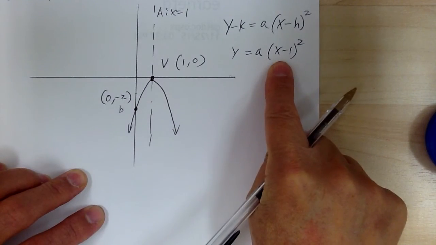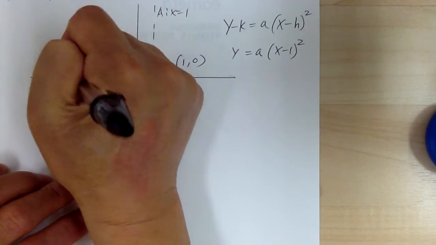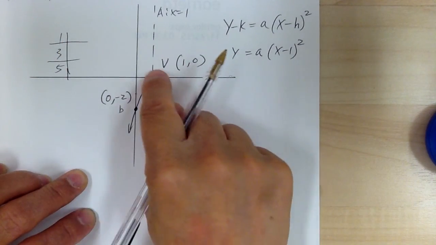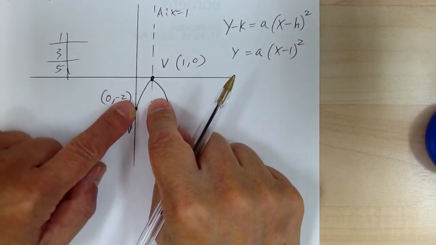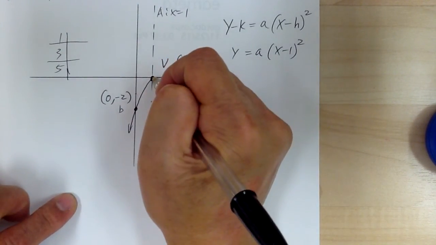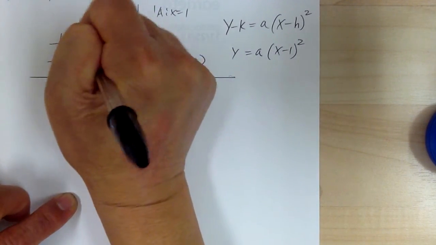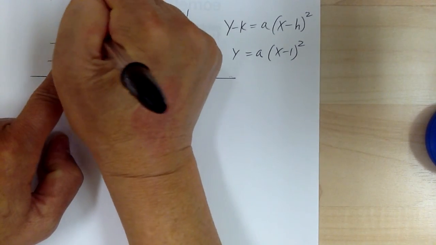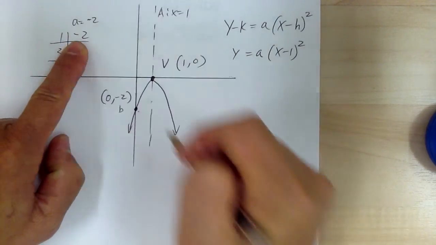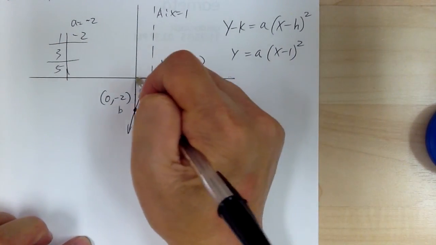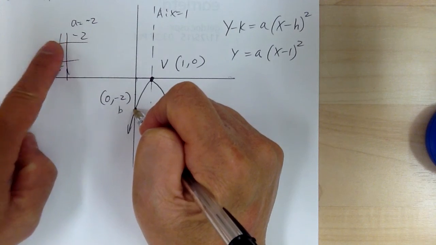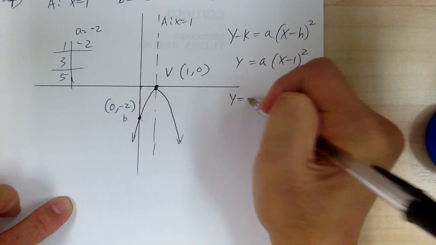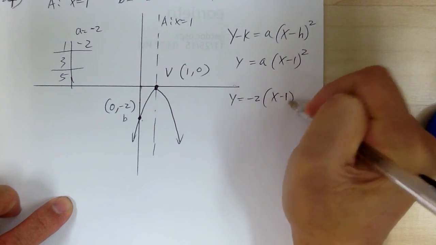You substitute this into here, or you can see it, remember the differences? Normally you get 1, 3, 5. Notice you go over 1 and go down 2, so you can tell right away that a equals negative 2. That's how you get that. Again, you go over 1, you go down 2. So from the table, you go backward, and you know a equals negative 2. So you get y equals negative 2 times x minus 1 squared.